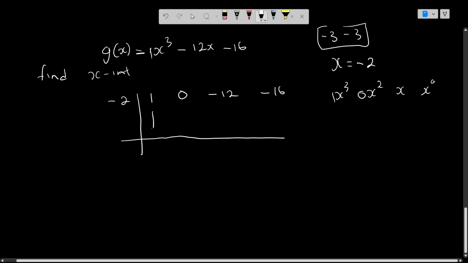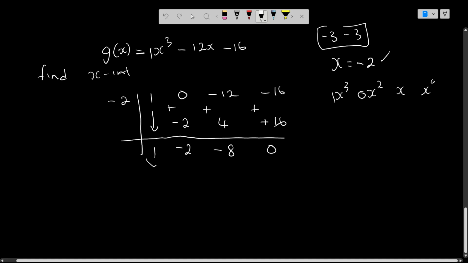And then what you're going to do is drop down the 1, then you say 1 times negative 2, that's negative 2, you add these two, that will give me negative 2, negative 2 times negative 2, that's 4, you add these two, that will give us negative 8, and then that times that is negative or rather positive 16, because negative times negative will give us positive. If you add negative 16 plus 16, that will give us 0. So that means that this was correct.